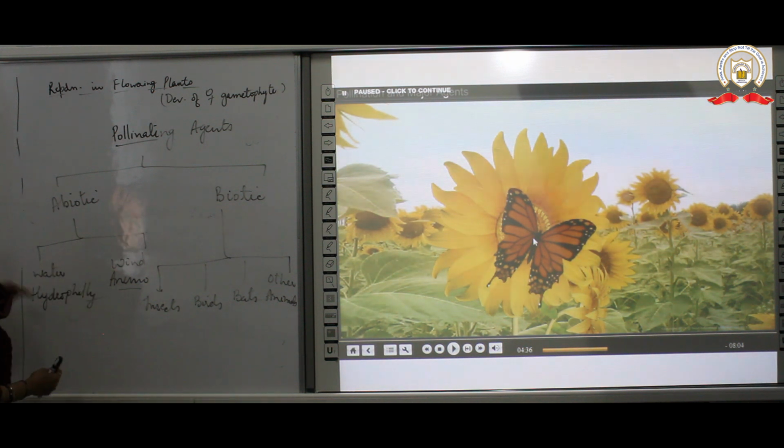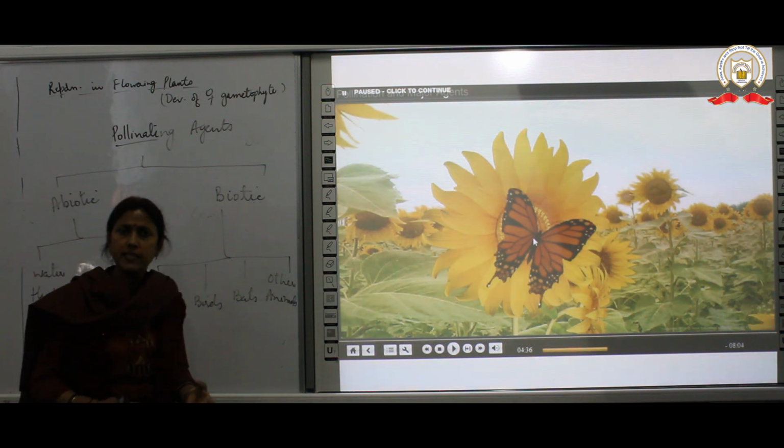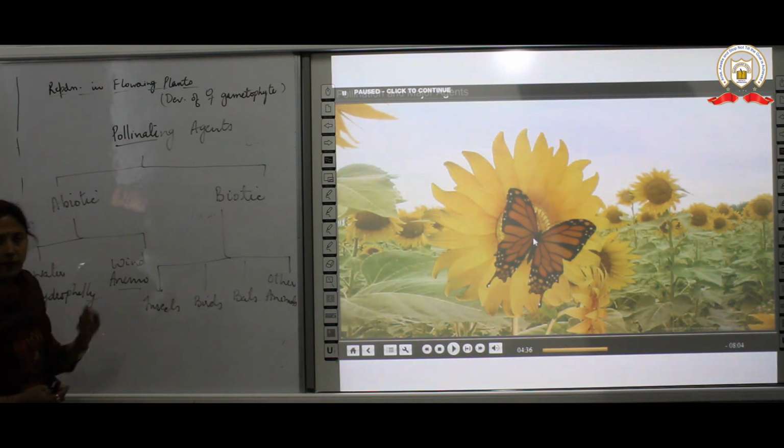Lightweight pollens will ensure that they can travel with the wind to long distances and can be carried easily. In the case of water pollinated flowers, again the flowers can be colorless, inconspicuous, and small in size, but their pollen must have a mucilage covering. Why?